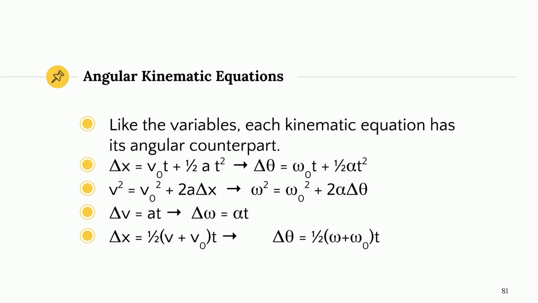So here are the angular kinematic equations. Like the variables, each kinematic equation has its angular counterpart. So delta x equals v naught t plus 1/2 a t squared is equivalent to, or at least goes into, delta theta equals omega naught t plus 1/2 alpha t squared. And for the rest, you can see for yourself. I also recommend writing these down, so I'll give you some time to do that. Okay, if you need this during questions, I can go back.